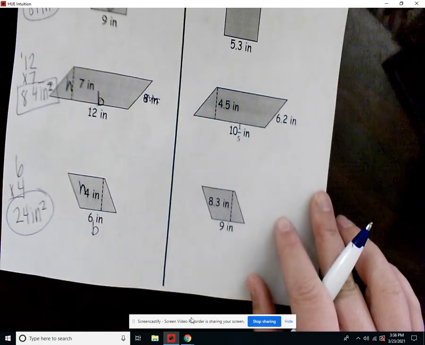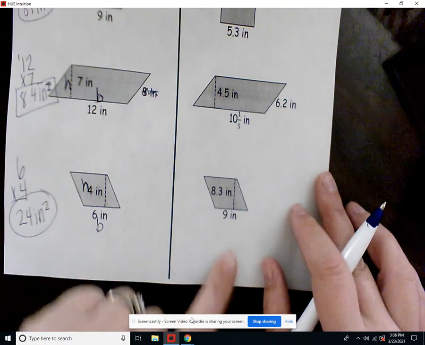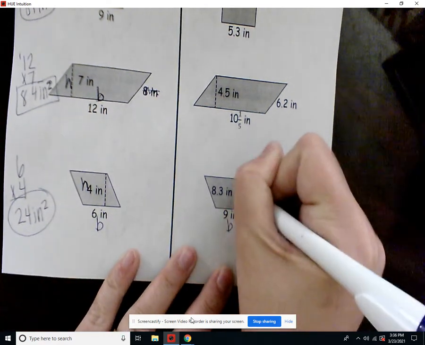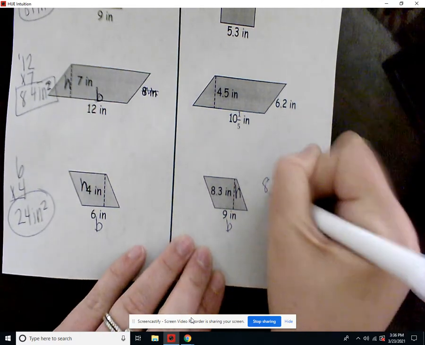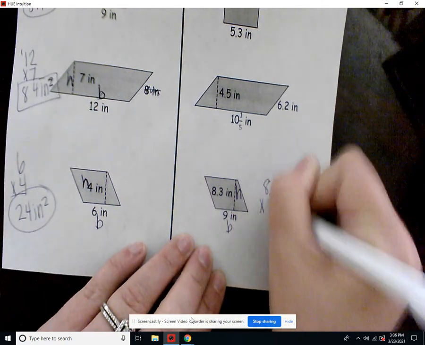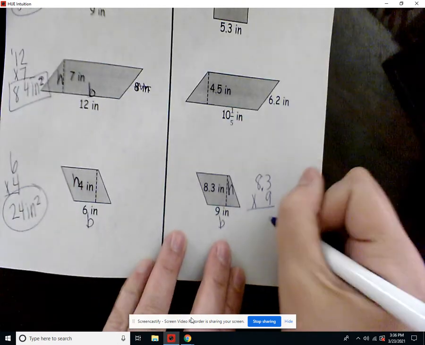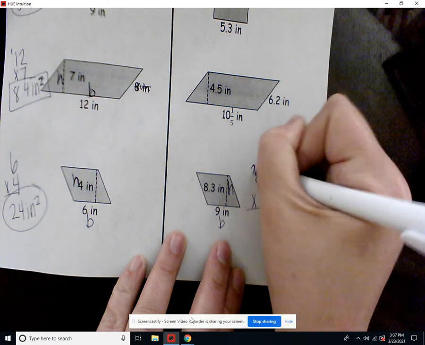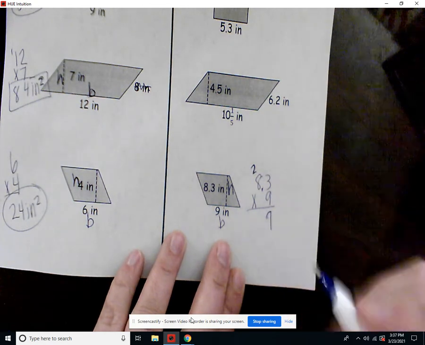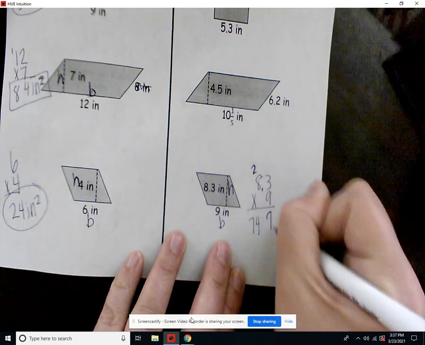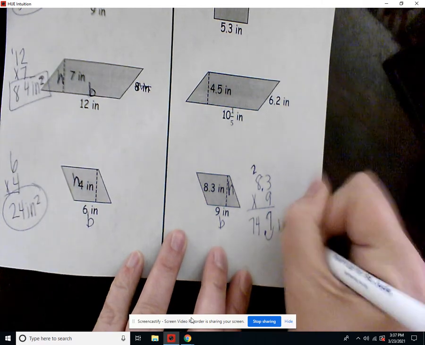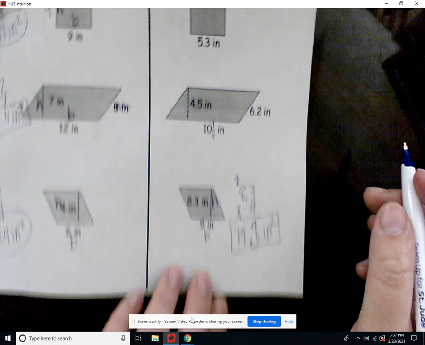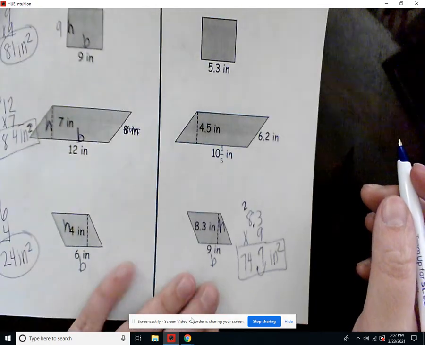All right, so we'll work our way going up. So again, this is our rhombus. So just multiply. There's your base. There's your height. So we've got 8.3 times 9. Just multiply them together. So 3 times 9 is 27. Carry our 2. 8 times 9 is 72 plus 2 is 74. Move our decimal once, and then put our inches. So 74.7 inches squared.